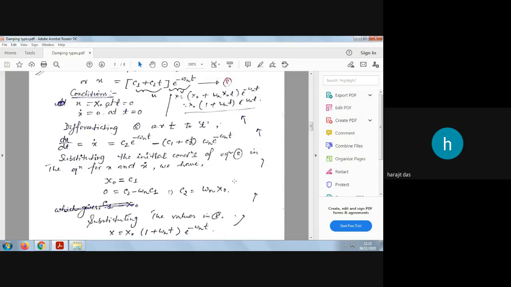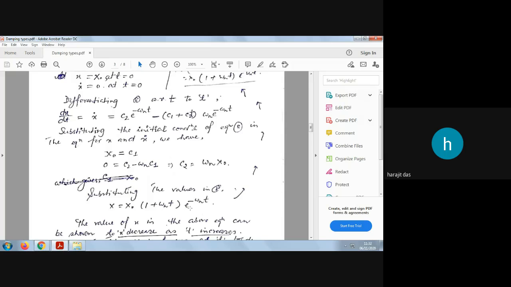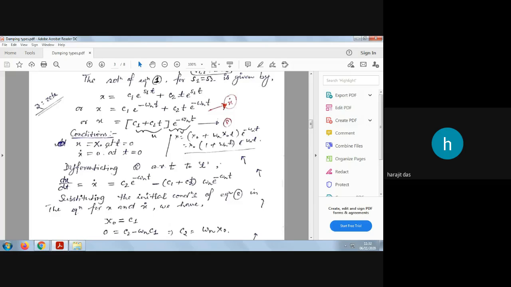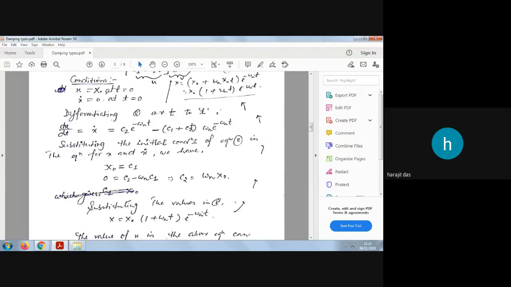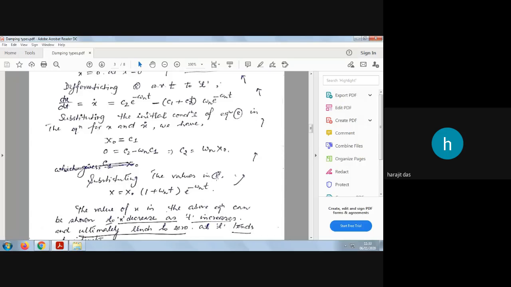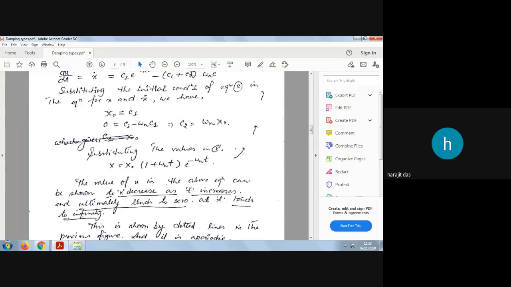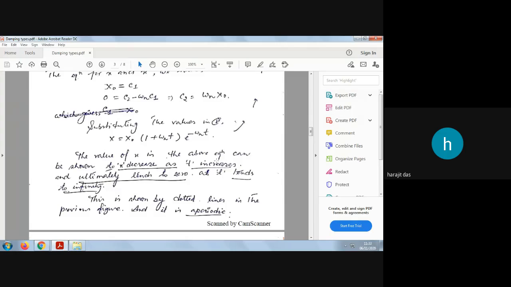So how is this expression written? Here it is, from here this expression is again written. So how this becomes this one. Understood? So it is a very simple calculation, you only need to know the differentiation. Here it is written that the value of x in the above equation can be shown to decrease as t increases. So here you can see x decreases when t is increased, because of the minus sign, and tends to infinity, isn't it?